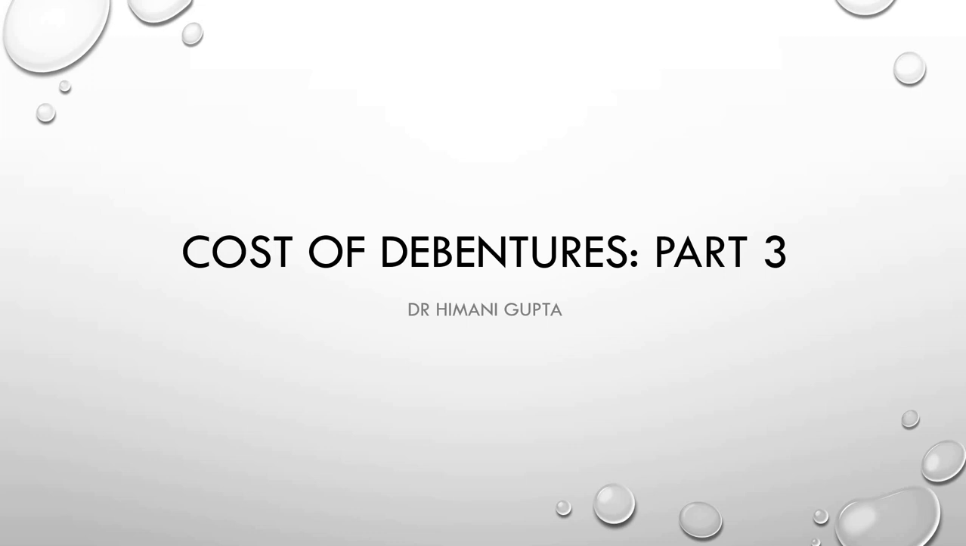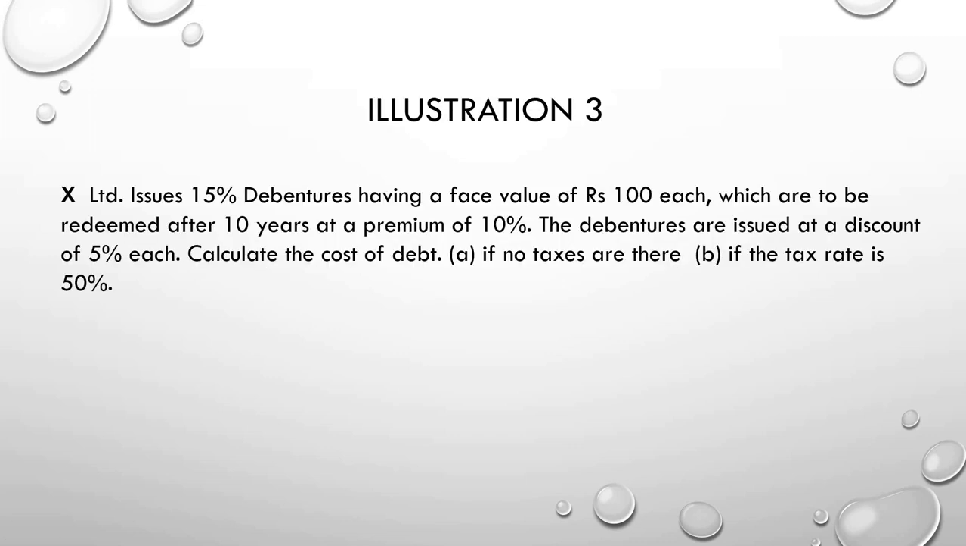In the previous lecture, we learned about the cost of debentures, and we also learned that debentures are divided into two parts: redeemable debentures and irredeemable debentures. In the previous lecture, we learned about irredeemable debentures, and today in this lecture, we are going to learn about redeemable debentures.